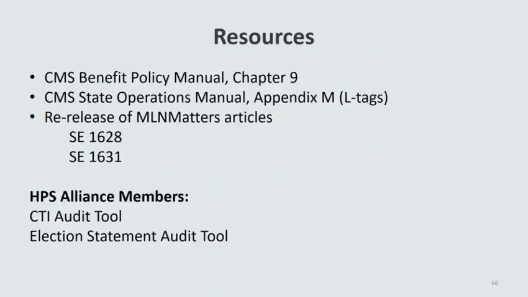Okay, so some resources for you on everything that we've talked about today are, of course, the Benefit Policy Manual, that's Chapter 9, the State Operations Manual, Appendix M, those 2 MLN articles, and if you are an HPS Alliance member, we do have for you CTI audit tools and election statement audit tools.